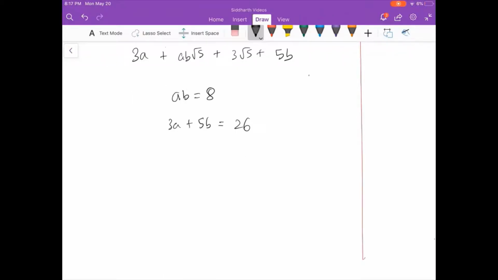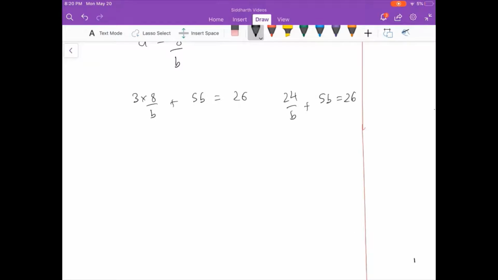From the first equation, we know that a is equal to 8 by b. Substituting in the second equation, we get 3 into 8 by b plus 5b is equal to 26. Simplifying, we get 24 by b plus 5b is equal to 26. Simplifying this equation further, we get and now we make this a quadratic equation by subtracting 26b from both the sides.